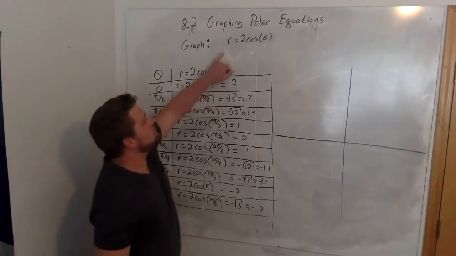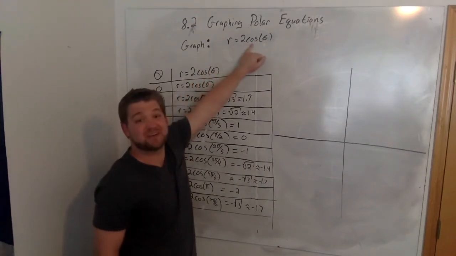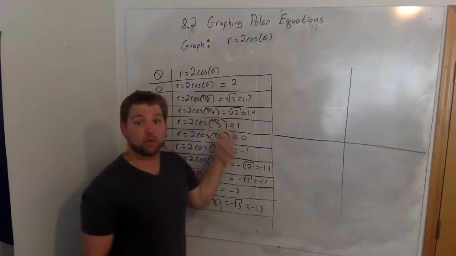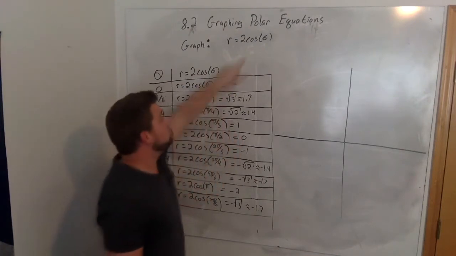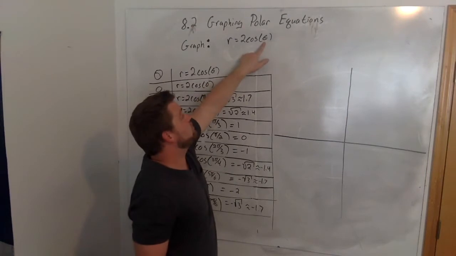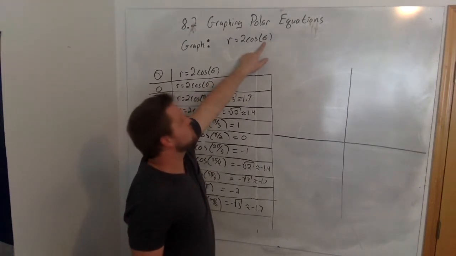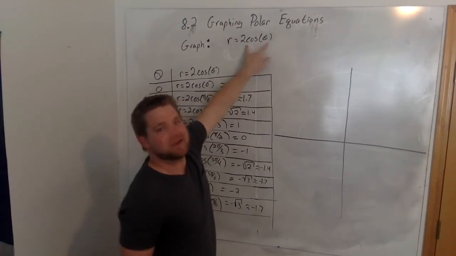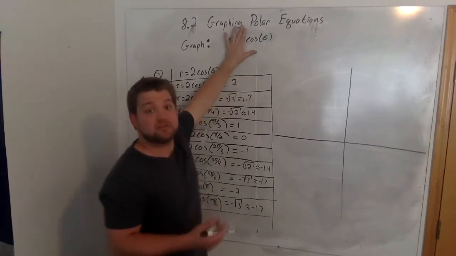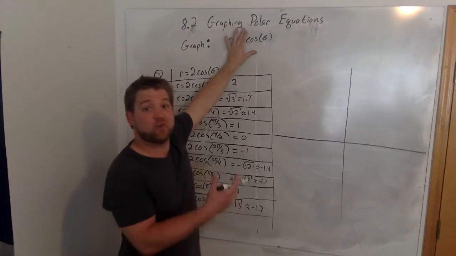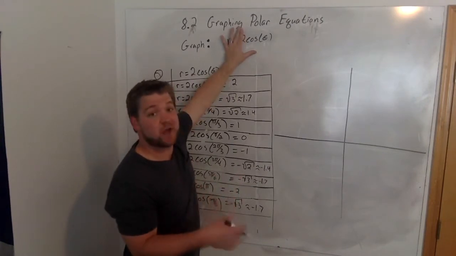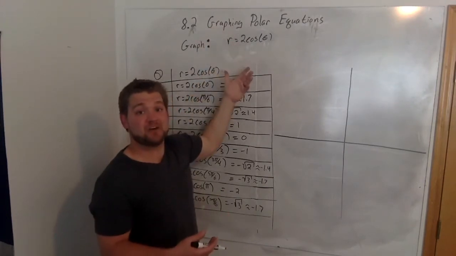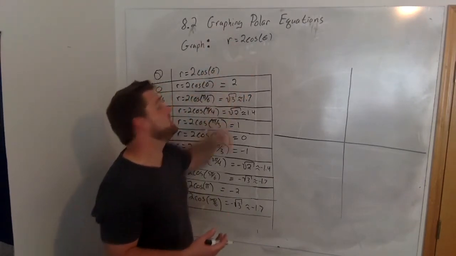We're first going to graph r is equal to 2 cosine of theta. Well, if you think about this, what is the largest possible radius that we can get? Regardless of what the angle is, what I'm trying to say is, what is the range of cosine of theta? Cosine of theta is only going to spit out numbers between -1 and 1. So the biggest thing that cosine can spit out is 1, and 1 times 2 will be 2. So the biggest possible radius that we can get will be 2.